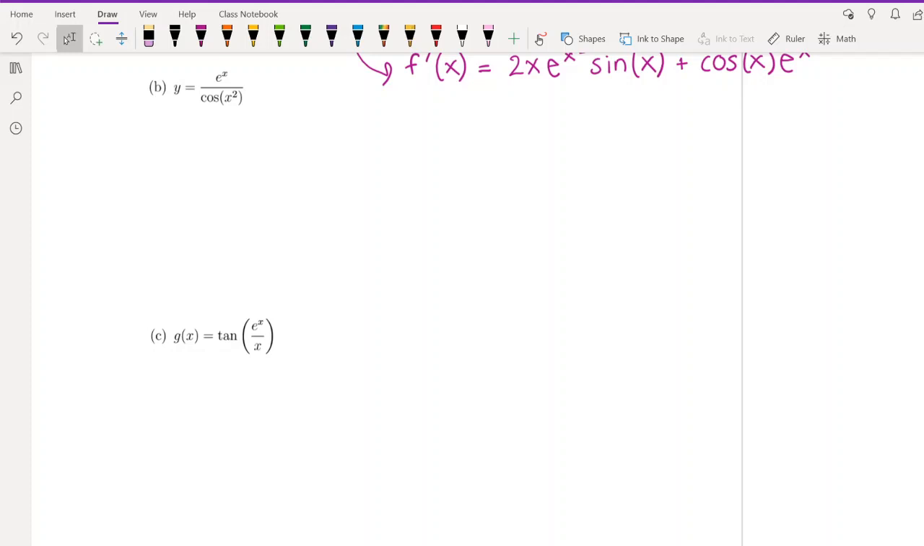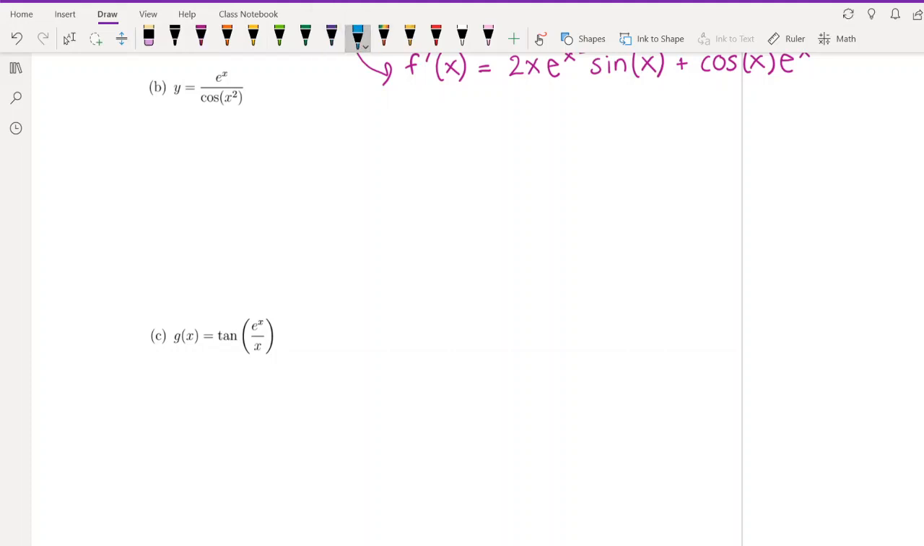Okay, so this function, we can see that there's division going on, right? We can see that there's going to be a quotient rule somewhere. We also see that there's an x squared inside of cosine, which tells us that we're going to at some point also have to use the chain rule. So how do we know what to do first? Well, we want to see, can we write this as a quotient of two functions? And if not, then we can't start by using the quotient rule. But in this case, we can, right?